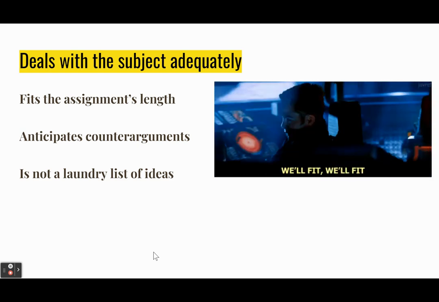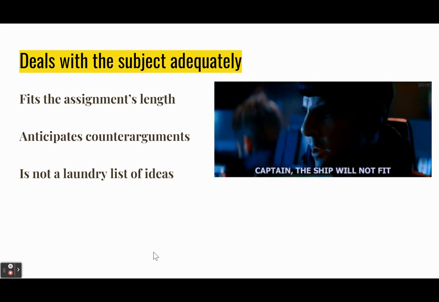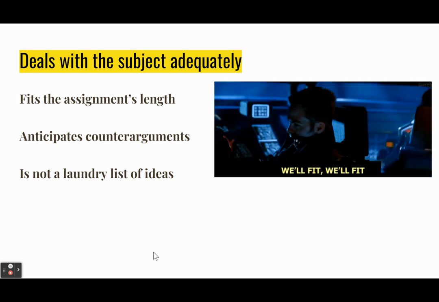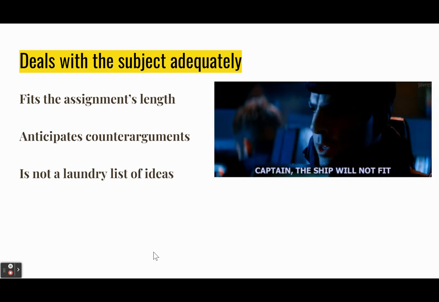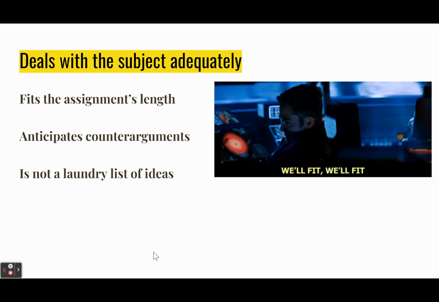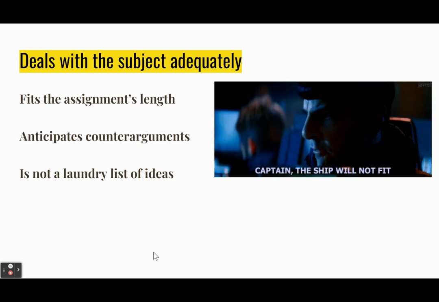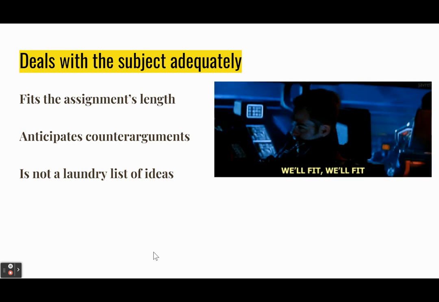Anticipate counter arguments. If you hate teddy bears and think that Green was too generous when he ranked teddy bears at 2.5 stars, anticipate some counter arguments because a lot of people seem to like teddy bears.